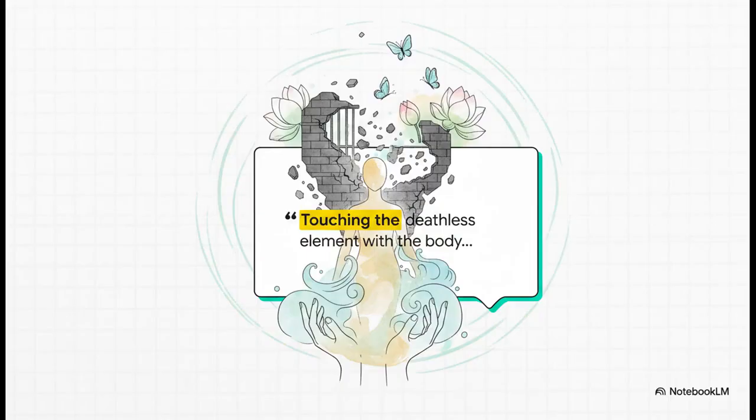In Itivuttaka 73, make sure we know this isn't just theory. It says, touching the deathless element with the body, the perfectly awakened one teaches the sorrowless. Notice that phrase, with the body. Kayena. The ancient texts insist that this ultimate peace, this shattering of the prison wall, is a literal, tangible, lived experience. You feel the freedom physically.